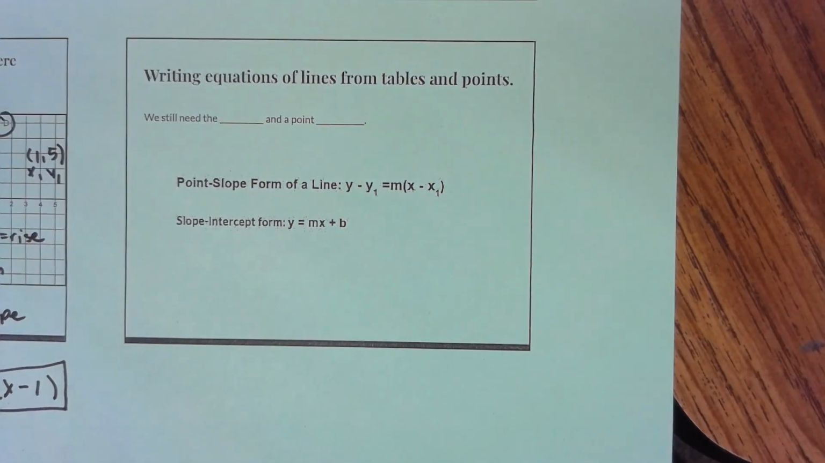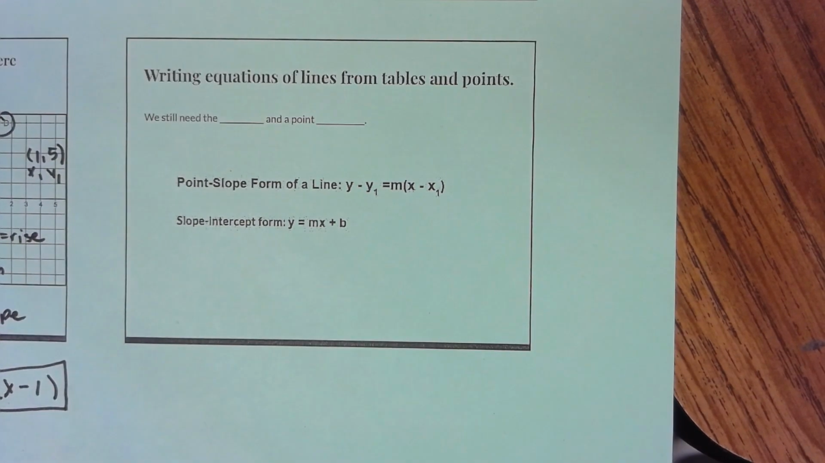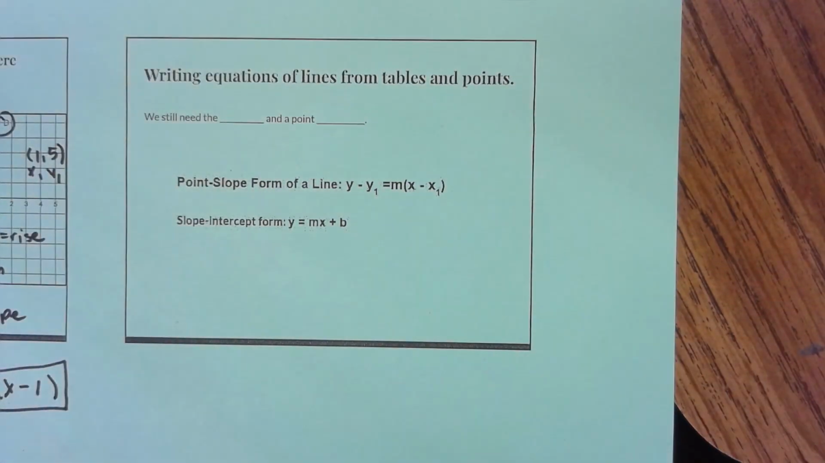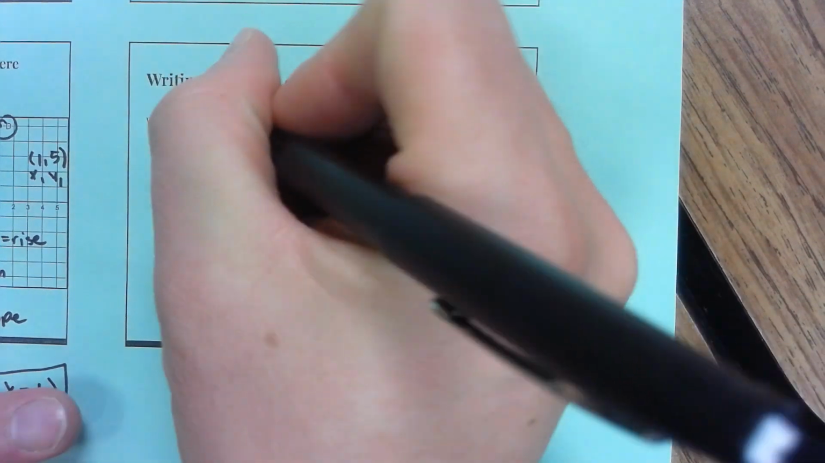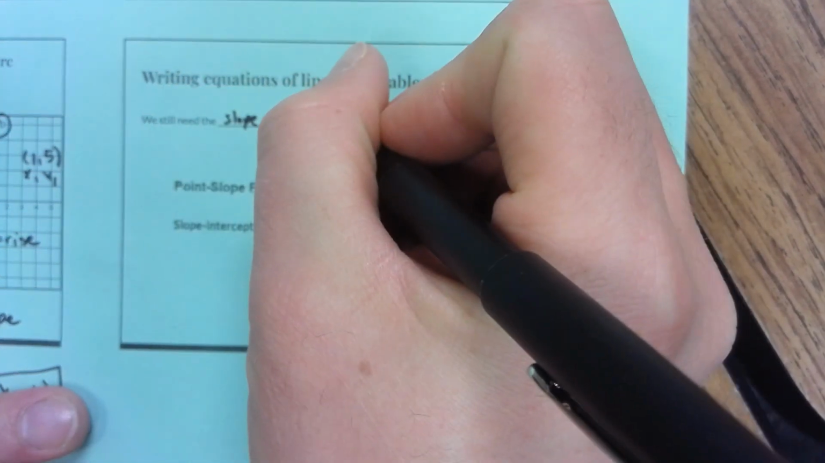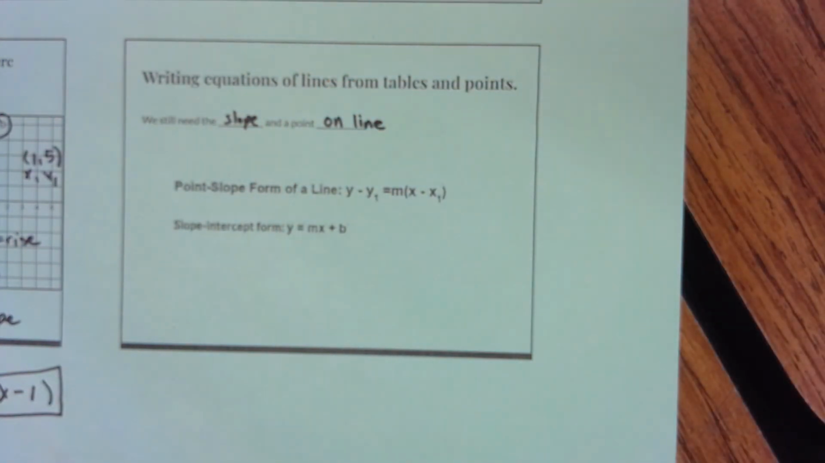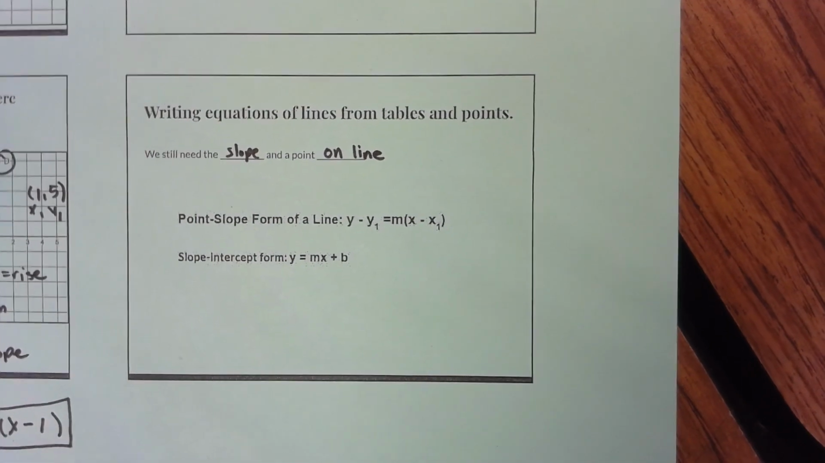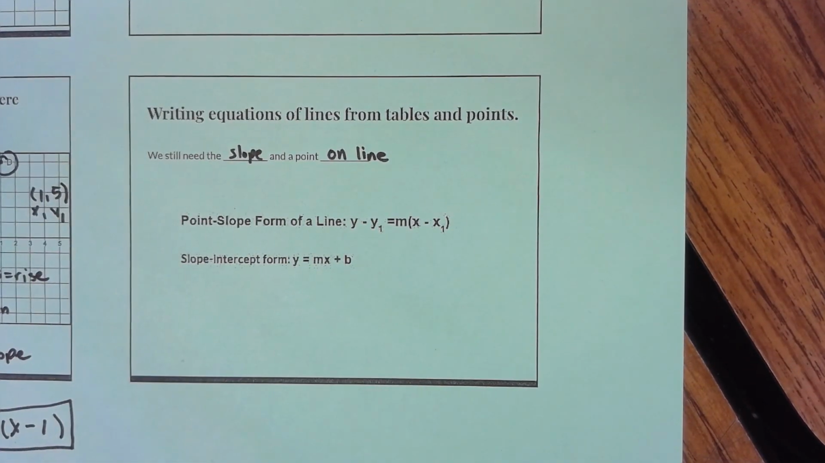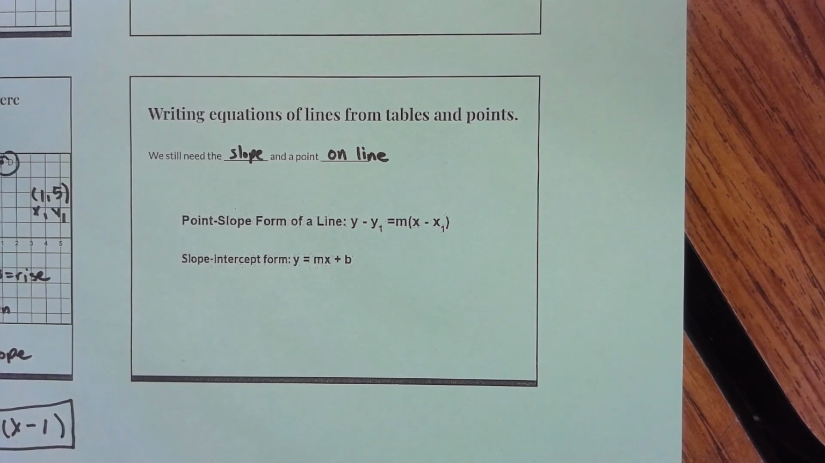Writing equations of lines from tables and points. Again, nothing changes. That's the main talking point here. So we still need the slope and a point on the line. And we're going to actually work on getting equations in both forms, point slope and slope intercept. Okay. All right, go and flip this page over.